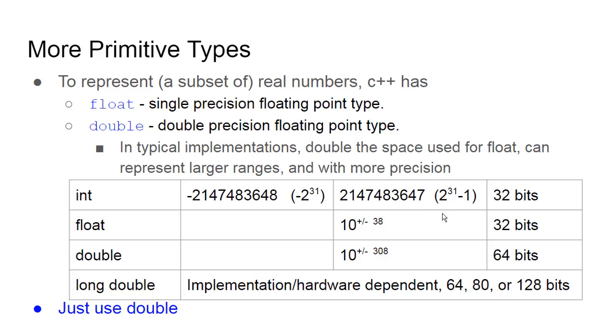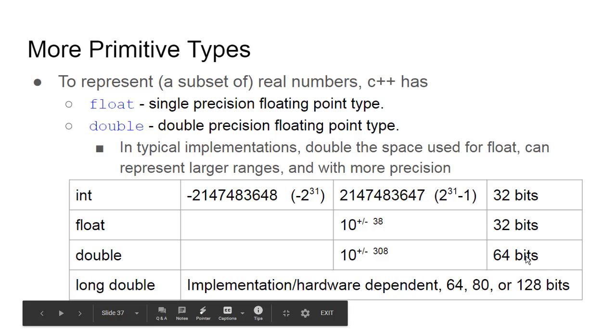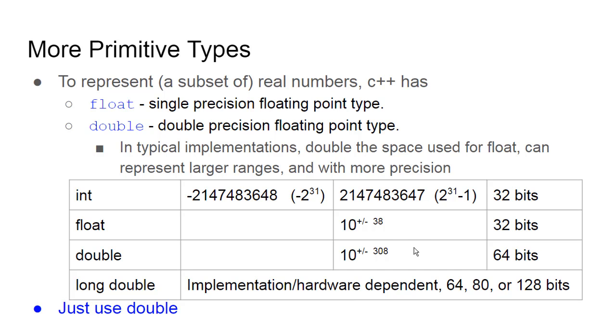And floating point numbers in typical implementation also use 32 bits, but they use some of the bits to represent an exponent. So you can think of the scientific notation of numbers, where you have an exponent and then a sort of base number. Because of that, they can represent much bigger numbers, 10 to the 38 instead of 10 to the 9. And the double uses 64 bits in the typical implementation of C++ today, so they can represent even bigger numbers.